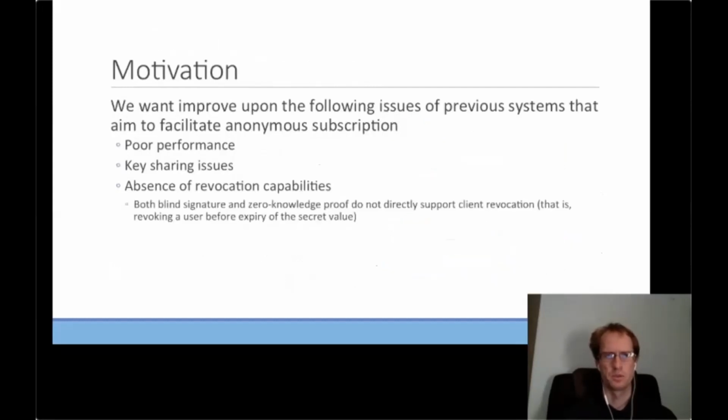So we want to improve upon the following issues of previous systems that aim to facilitate anonymous subscription, which include poor performance, key sharing issues, and the absence of revocation capabilities, where both blind signature and zero knowledge proof don't directly support client revocation. That is, revoking a client before the expiry of the secret value.